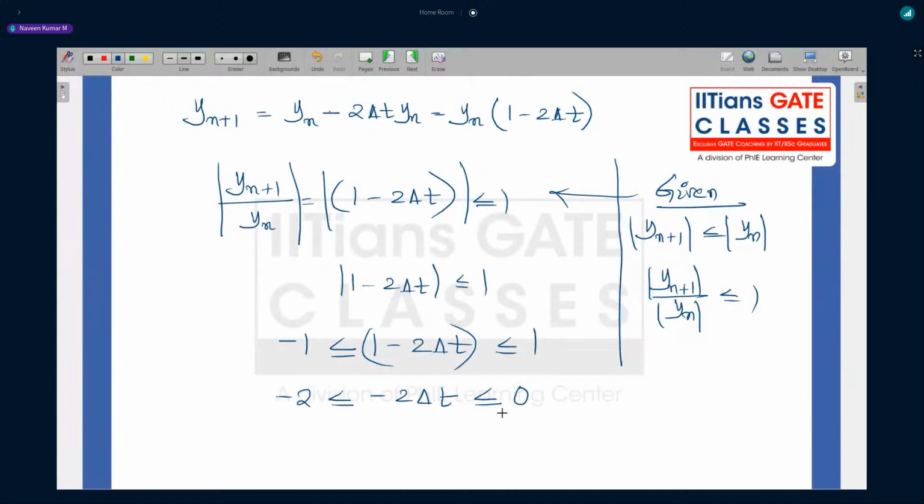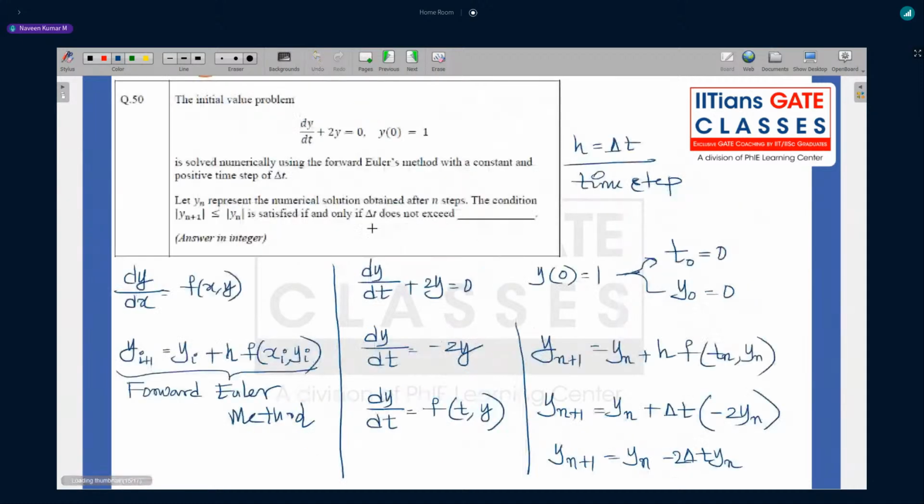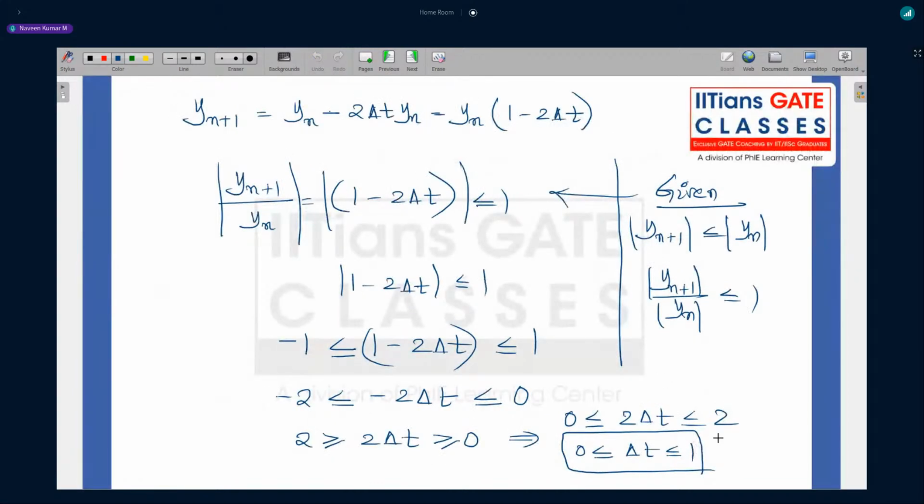Now, if you reverse the minus signs, this will be 2 greater than or equal to 2 delta t greater than or equal to 0, or else I can write it as 0 less than 2 delta t less than or equal to 2. From here 2 will get cancelled, so 0 less than delta t less than or equal to 1. Now what is the question they have asked? Delta t should not exceed, the maximum value is 1. So it should not exceed 1.